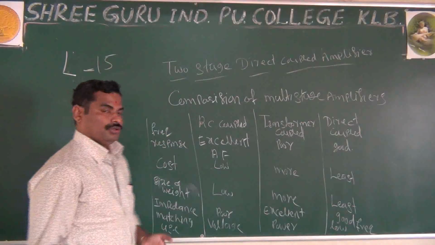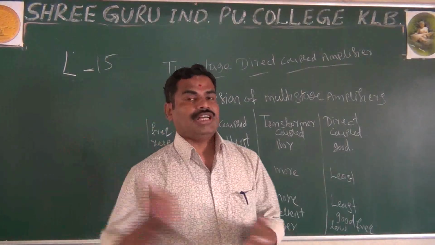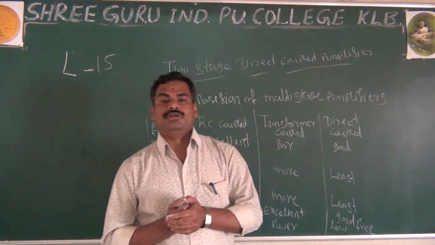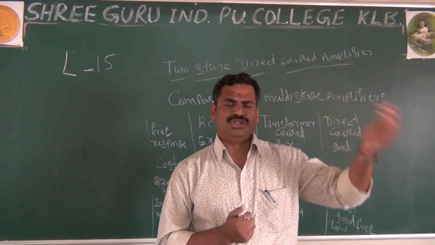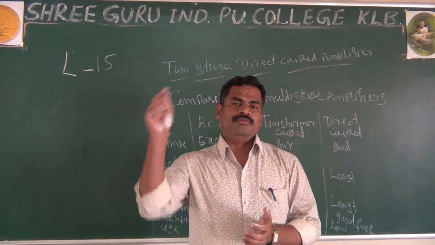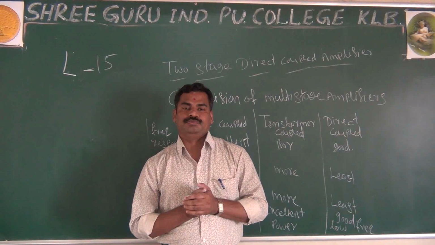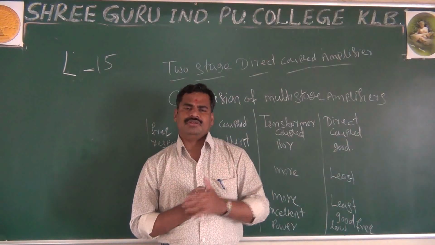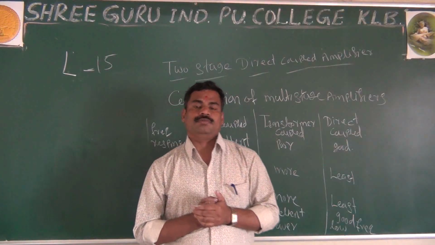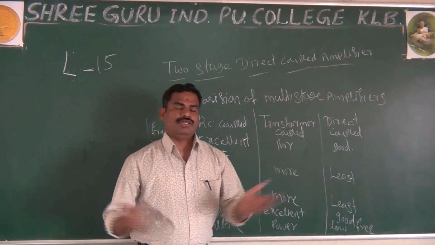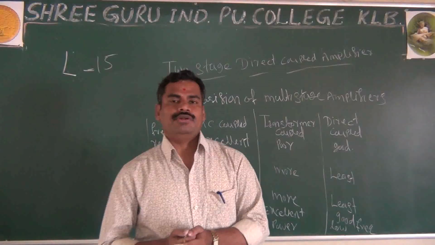And finally about uses. RC coupled is used for audio frequency amplification. It is also used for voltage amplification. But the transformer coupled amplifier is used for high frequency signals, and is also used for your power amplification. And finally, direct coupled is only used for low frequency amplification.